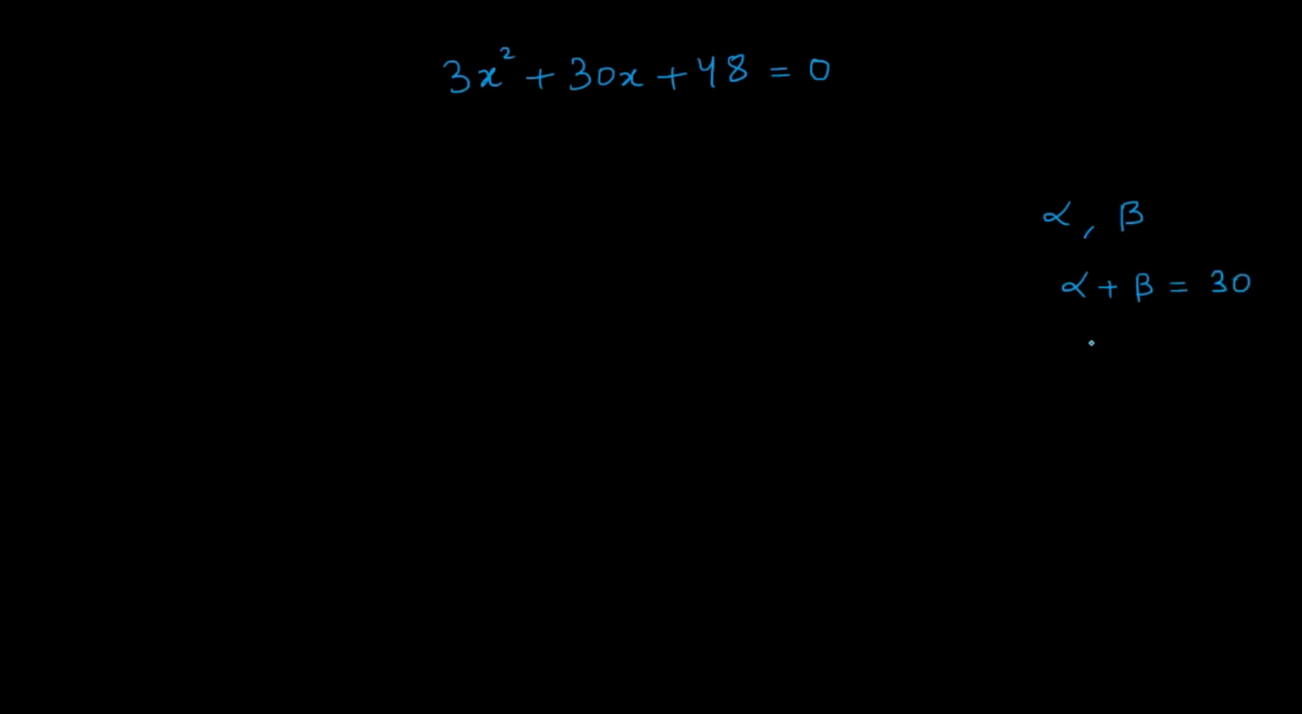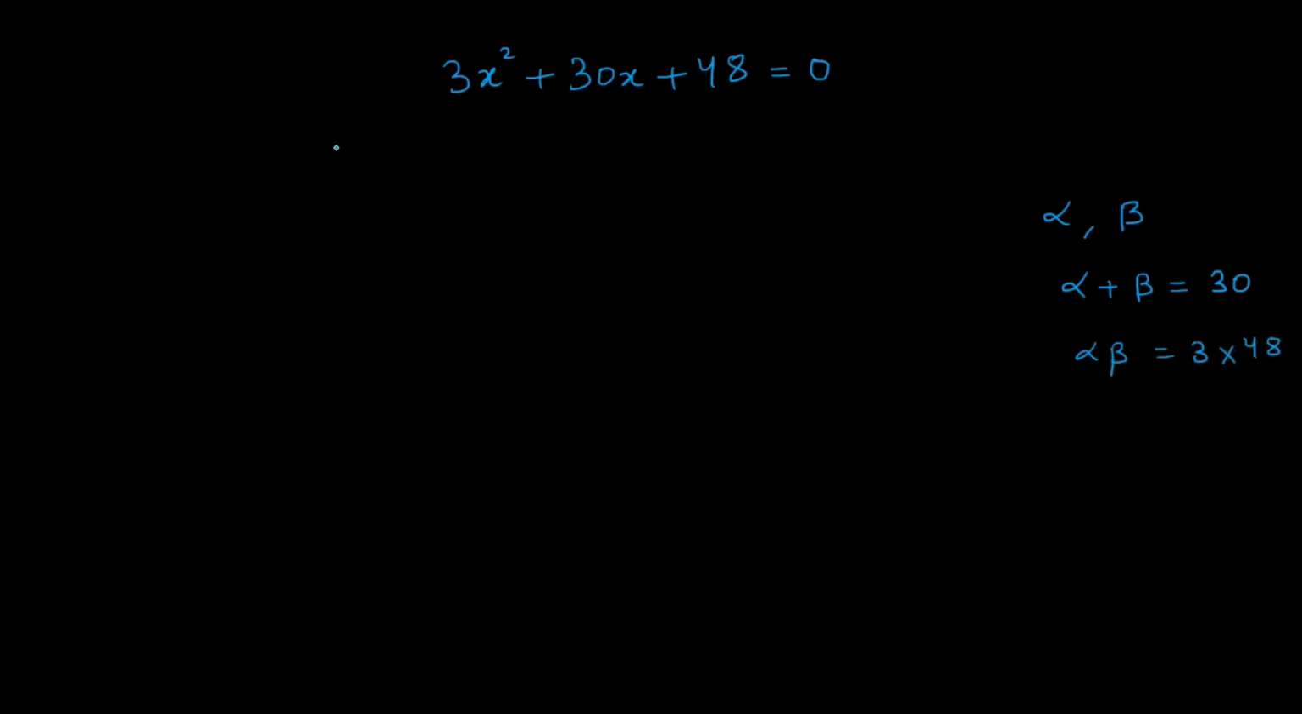Next question we will take is 3x square plus 30x plus 48 equals 0. Now in this quadratic equation, the coefficient of x square is not 1, it's 3. So what we have to do is, we have to again find two numbers alpha beta, such that the sum is 30 and the multiplication of these two numbers should be 3 into 48.